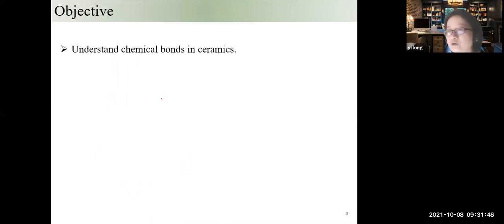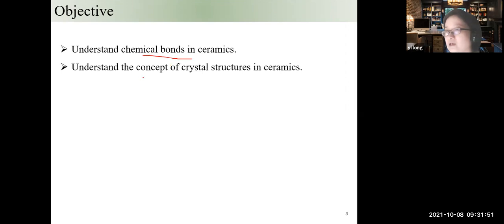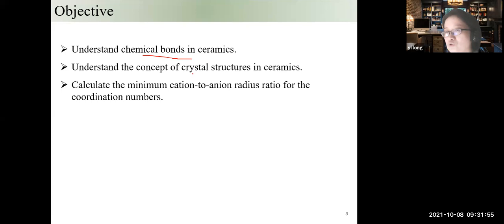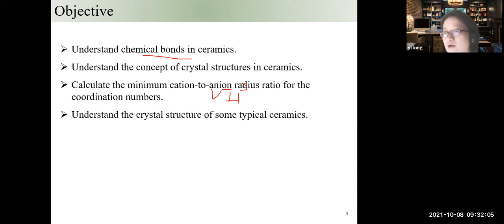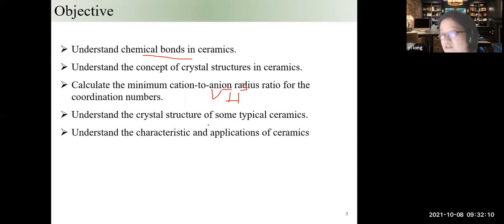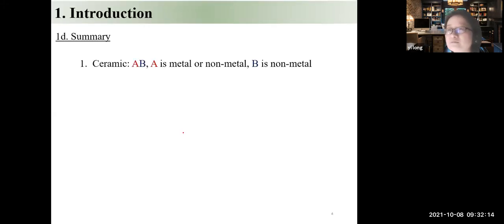For the objectives, we need to understand the chemical bonds in ceramics, the concept of crystal structures in ceramics, and also the minimal cell. As I said, this is VIP. You have to understand this one very clearly. And also understand the crystal structure of some typical ceramics and their characteristics. This one is not required, no worry.